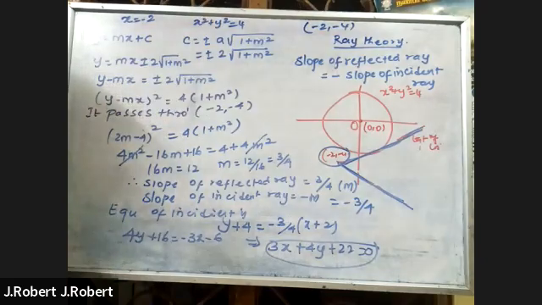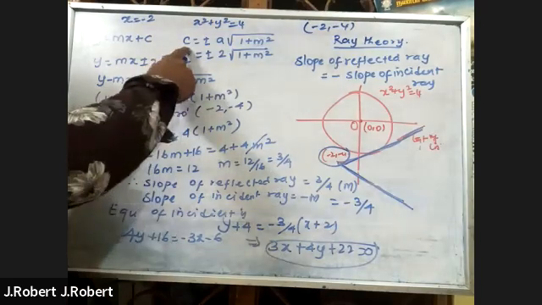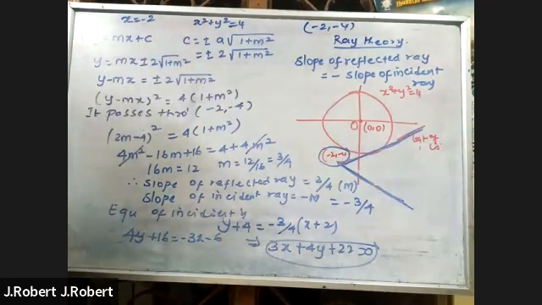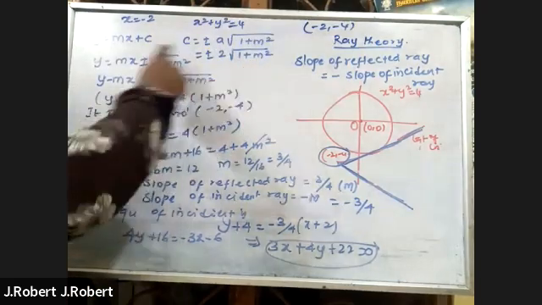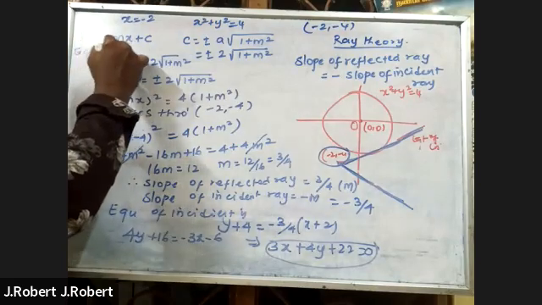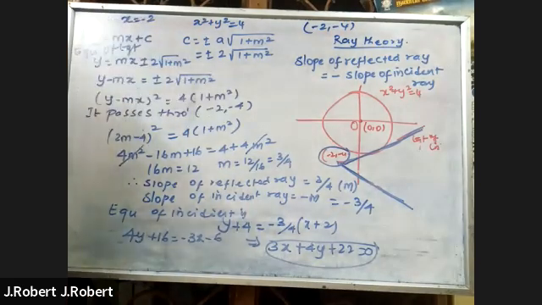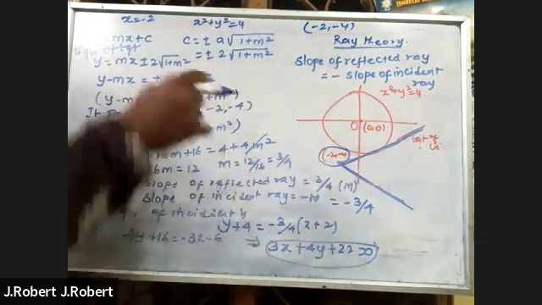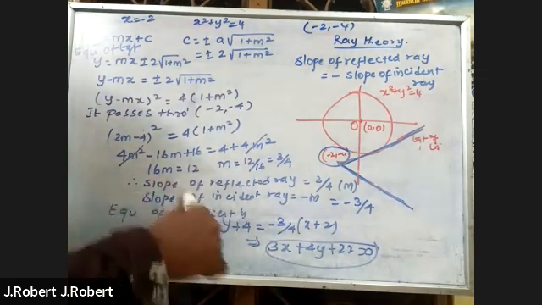For a line to be a tangent, the condition that the line y equals mx plus c may be a tangent to the circle is c equals plus or minus a into root of 1 plus m square. Putting 2 for a, the equation becomes the equation of the tangent. The equation of the tangent or the equation of the reflected ray are both the same. So y equals mx plus or minus 2 into root of 1 plus m square. Bringing the mx over, y minus mx.